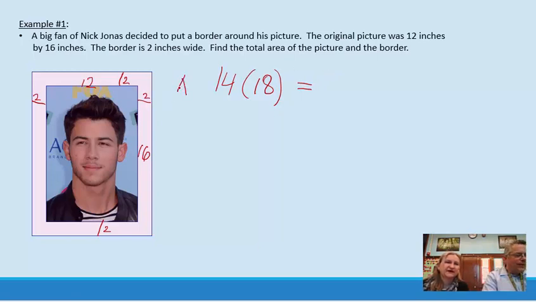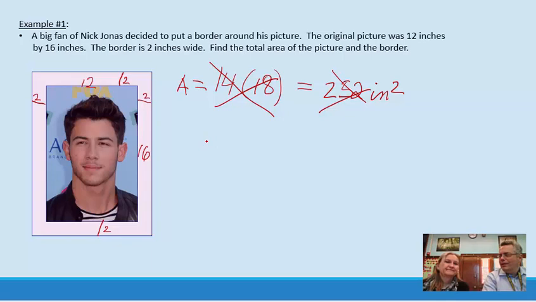What would they get if they did that? The area would be 252 inches, and that's absolutely wrong. So you can cross that out. They think that because we added a 2-inch border, it adds 2 inches to the width and length. But if you look carefully, we added 2 inches on both sides, the left and right, and the top and the bottom. So we really added 4 inches to the width and 4 inches to the length.